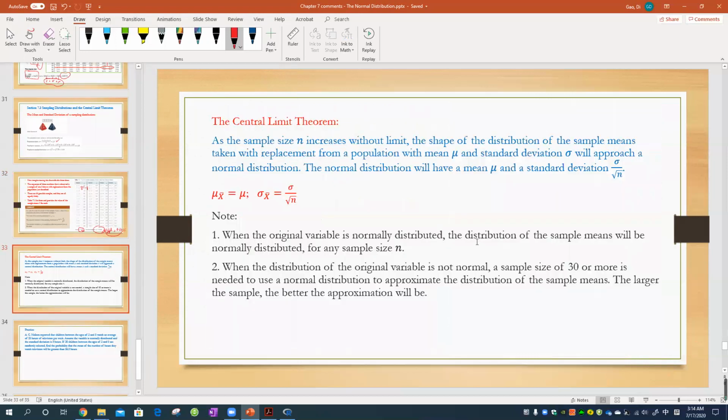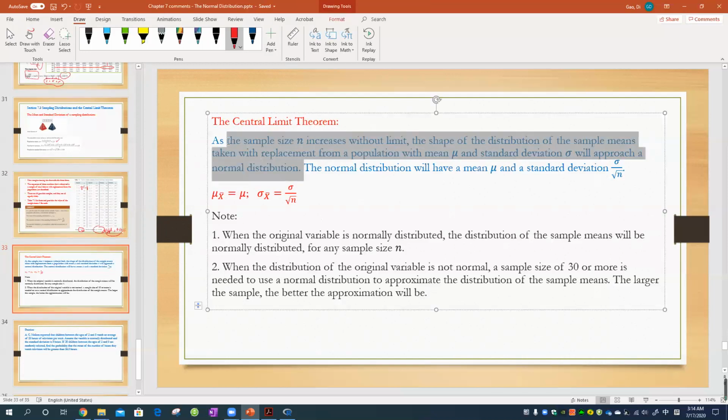And now we can look at this central limit theorem. As the sample size n increases without limit, the shape of the distribution of the sample means taken with replacement from a population with mean mu and standard deviation sigma will approach a normal distribution.